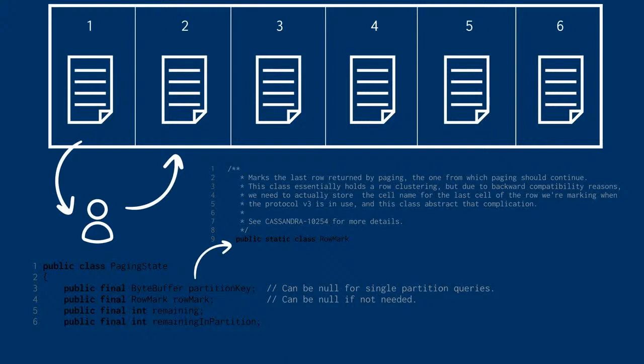Now, the row mark is really, really interesting. I grabbed the class for it, but the thing that's most interesting here is the comment. This comment says that the row mark is essentially the clustering column, the last clustering column in this result set. And as you're iterating over this result set, when you get close to the end, the driver is going to go ahead and fetch the next page ahead of time.